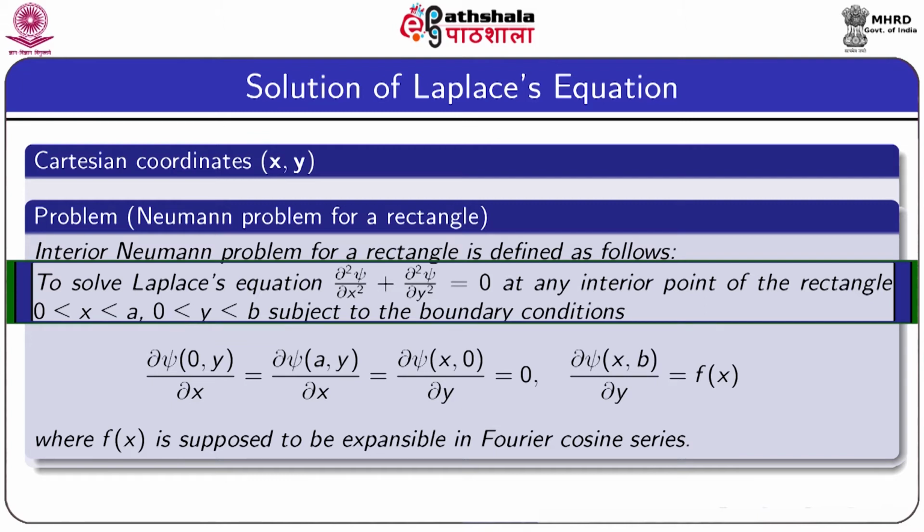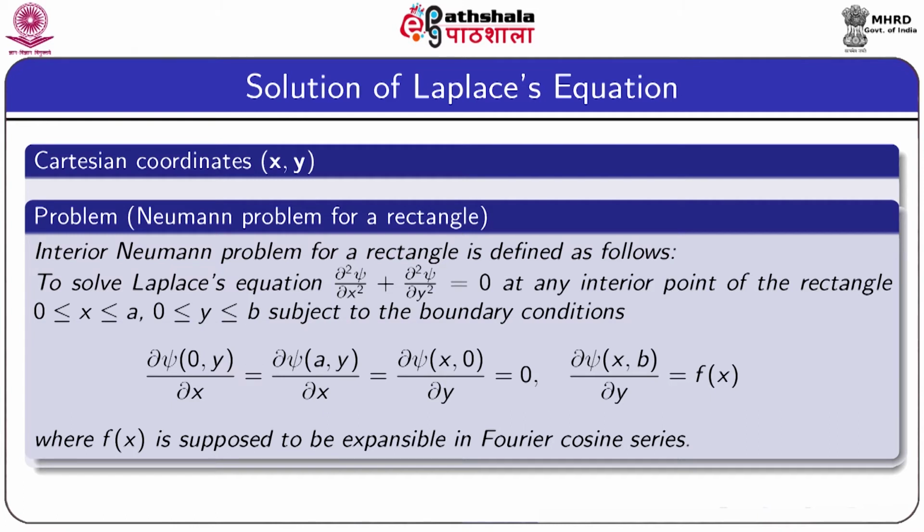So, we have to solve del 2 psi by del x square plus del 2 psi by del y square equals 0 at any interior point of the rectangle 0 less than or equal to x less than or equal to a, 0 less than or equal to y less than or equal to b, subject to the boundary conditions del psi by del x at the point (0, y) equals del psi by del x at (a, y) equals del psi by del y at the point (x, 0) equals 0, and del psi by del y at the point (x, b) equals f(x). Here we also assume that the Fourier cosine series expansion of f(x) exists. So, in this case we are considering the Neumann problem in a rectangle.